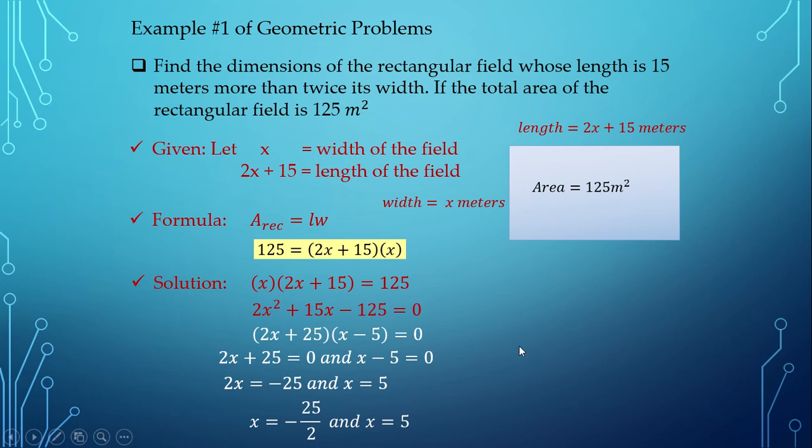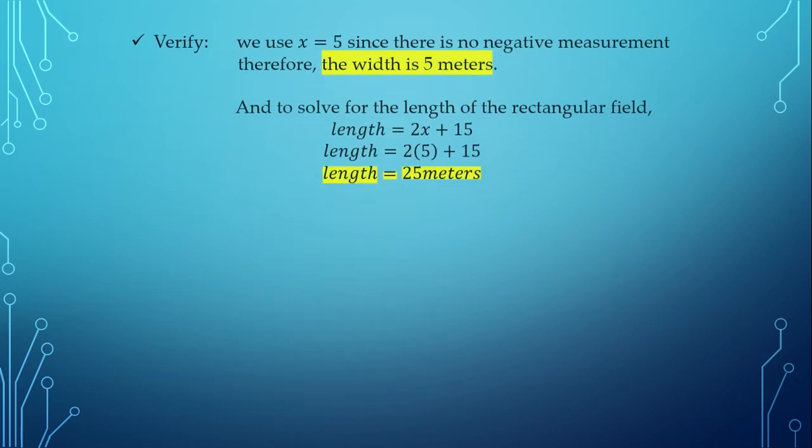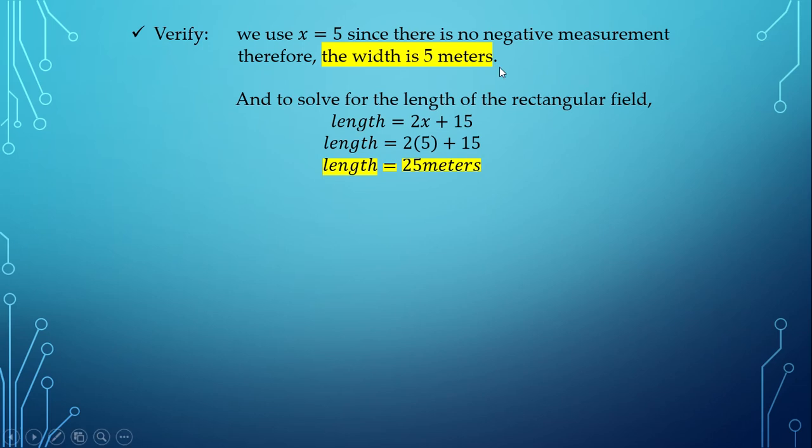But then again, to verify the solution, since we have two values of x, we will choose only one. And that is positive 5, the value of x. Because the negative 25 over 2 cannot be used, right? Because we can't make use of a negative number to represent the length of a rectangular field. So to verify, we will use positive 5 since there is no negative measurement. Therefore, the width is 5 meters.